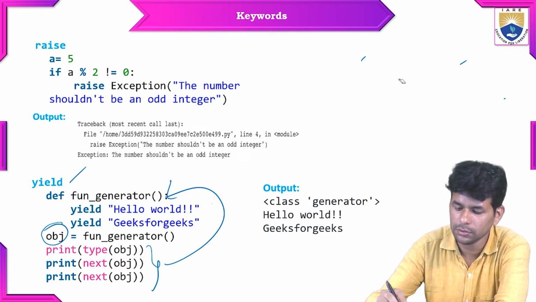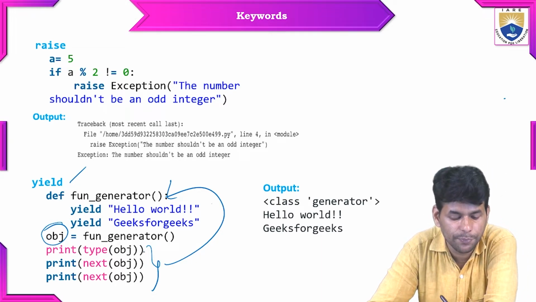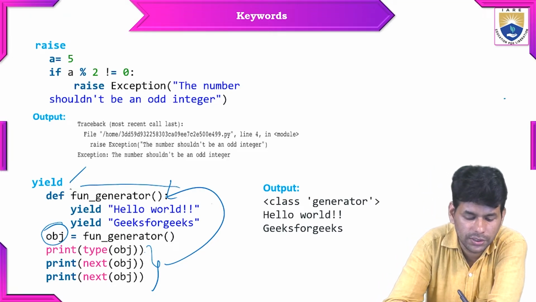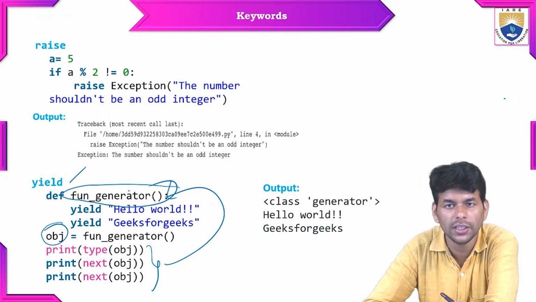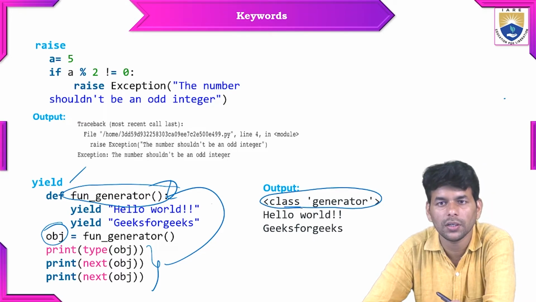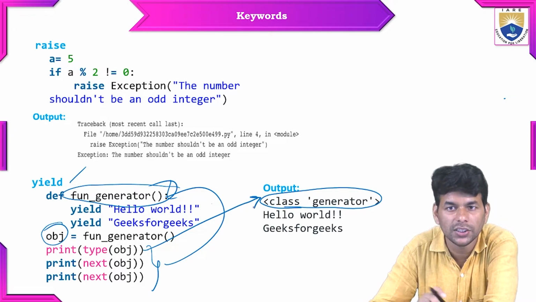Here, object equals fun_generator, print type of object. What is the type of object? It is a class generator. For this first statement, I got this output.